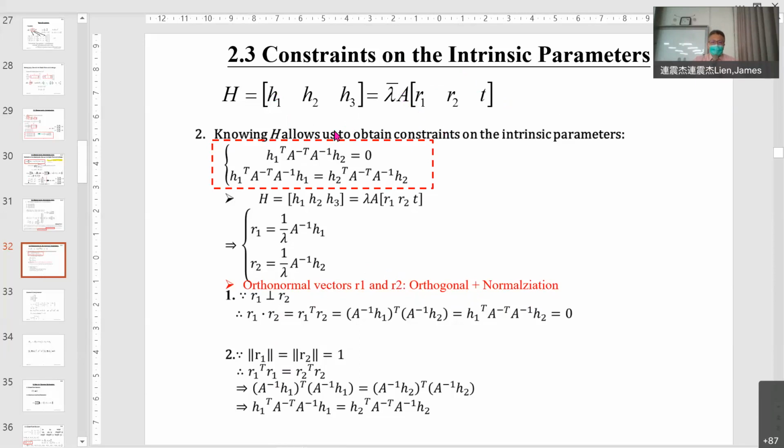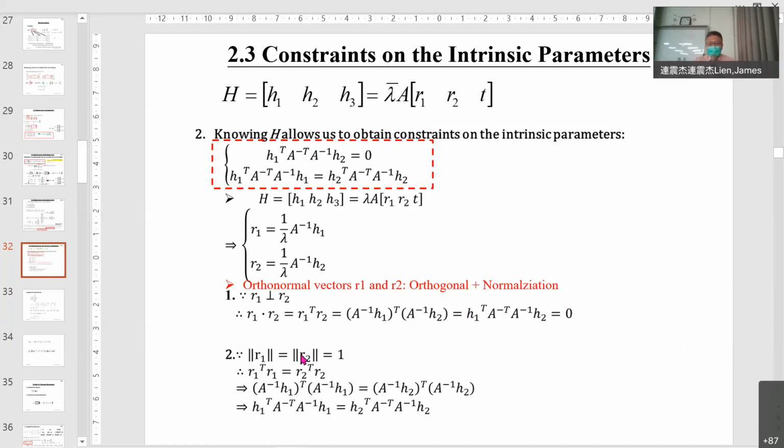So based on this equation, orthonormal means that the inner product equals 0. So this inner product, this one here. Right? So R1 equals this one. A inverse equals here. And R2 equals this one. So R1 inner product with R2 equals 0. So this will be the equation.